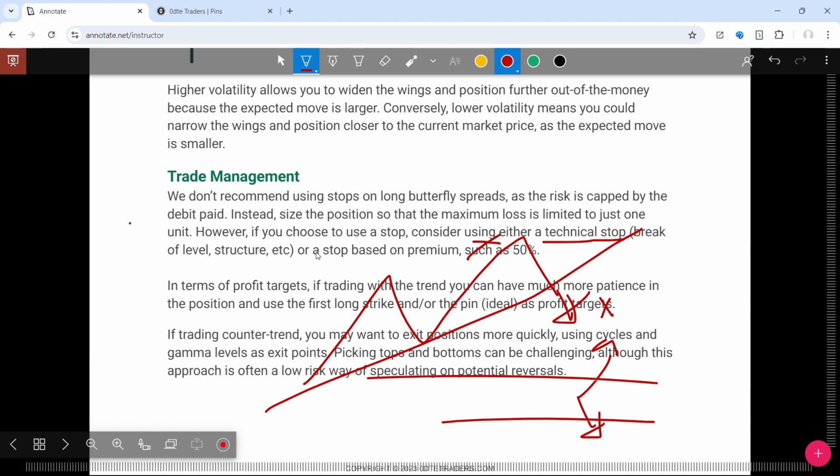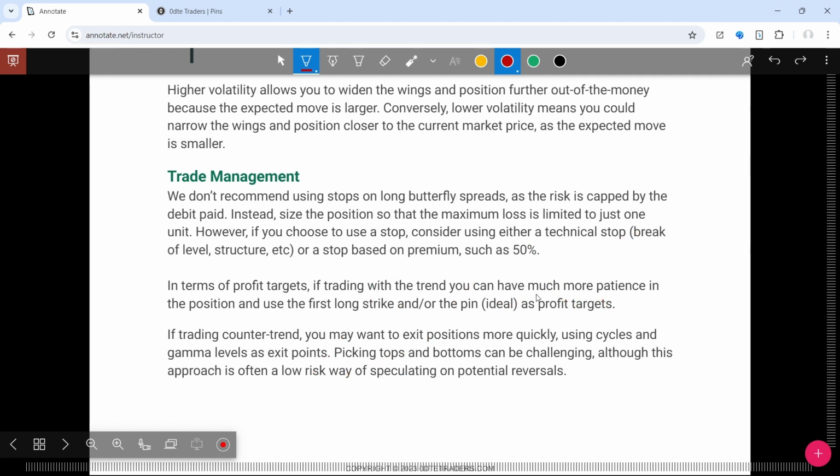Now, in terms of targets, there's a couple different methods when it comes to profit targets. If you are trading with the trend, of course, you can be a little bit more patient, as with any strategy, kind of let it work. But oftentimes you can use the first long strike as a target, or the pin. So once you've tested the pin, you can lock in some profits. So those are potential targets, once you're entering that profit zone.